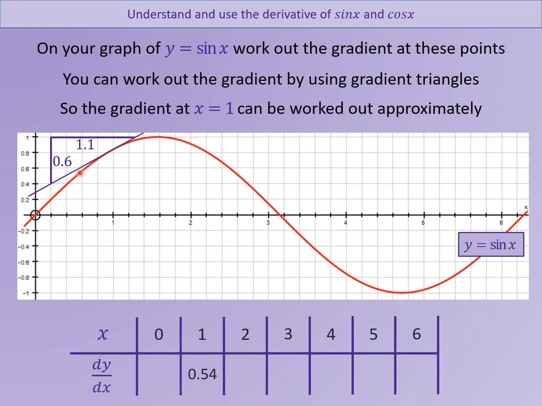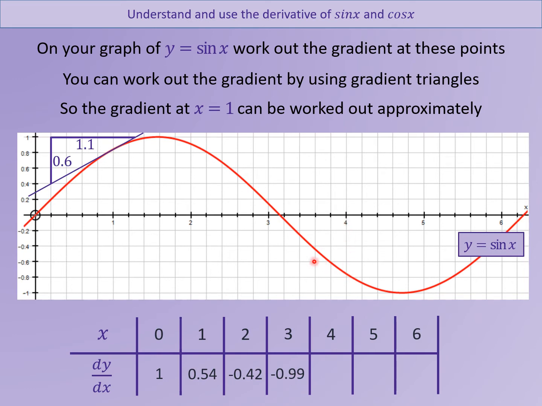Using that idea, you could go through and work out the gradient at these values all the way across. So we're just going to have a look at some of those. Roughly at 0, it's going up about the y equals x line, so it has a gradient of 1. When you get to 2, it's coming down now, so it's got a gradient of minus 0.42. At 3, it's getting quite steep going downwards, which is roughly minus 0.99.